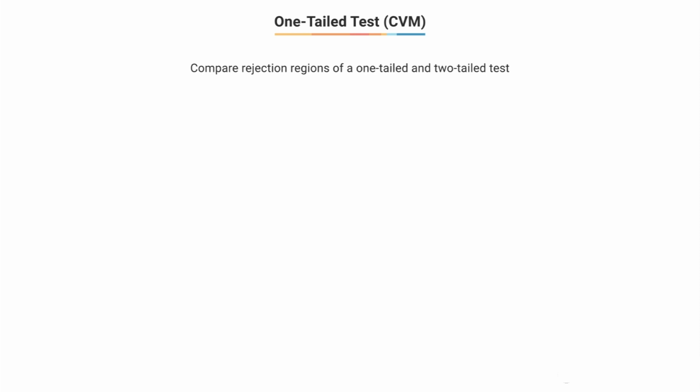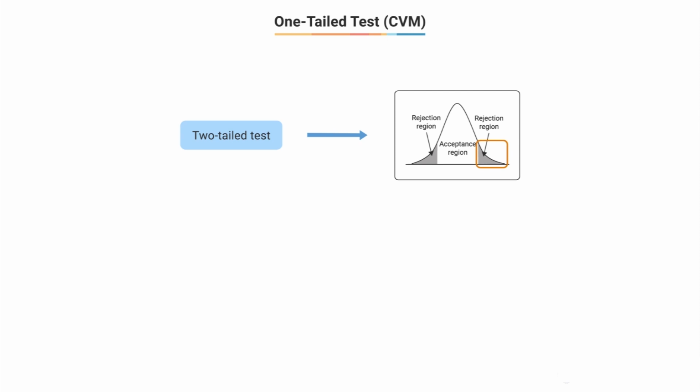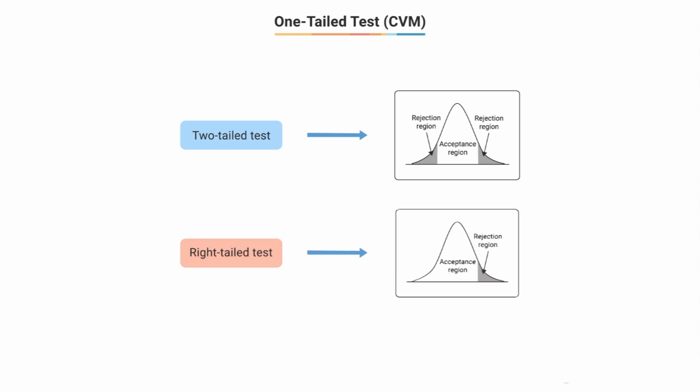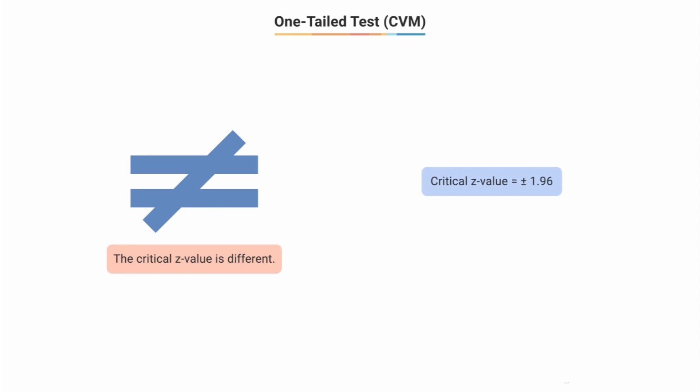Let us compare this with the rejection region from the previous example. The shaded region in the image here still represents 95% of the area. As you can see, in the two-tailed test, you had 2.5% shaded area on the right side and 2.5% shaded area on the left side. In the case of a right-tailed test, the entire 5% will be on the right side. Thus, your critical Z value will not be the same as the one in the previous example. Previously, it was plus minus 1.96. Let's calculate the critical Z value for this case.